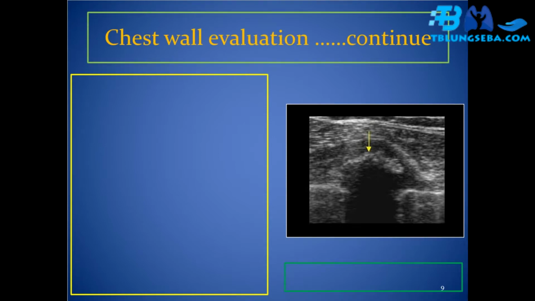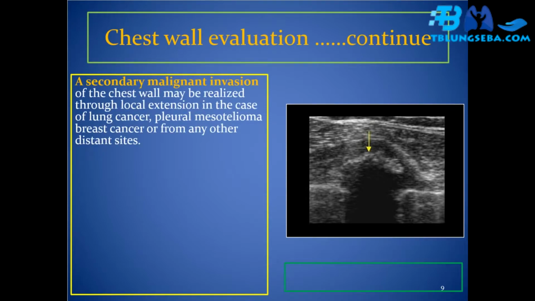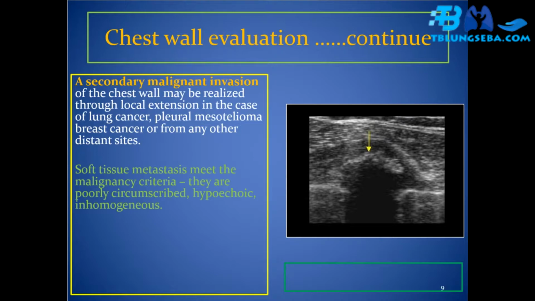Chest wall evaluation continued. A secondary malignant invasion of the chest wall may occur through local extension in the case of lung cancer, pleural mesothelioma, breast cancer, or from any other distant sites. Soft tissue metastases meet the malignancy criteria. They are poorly circumscribed, hypoechoic, inhomogeneous.